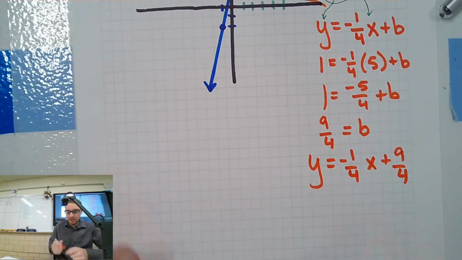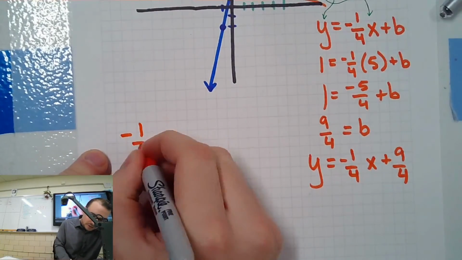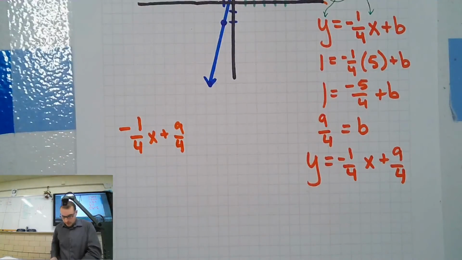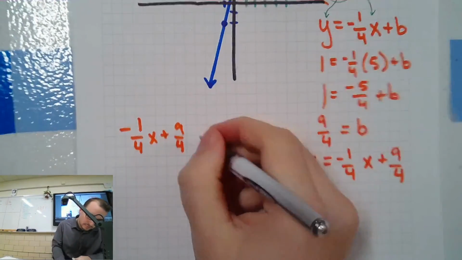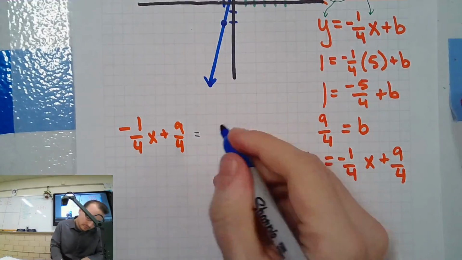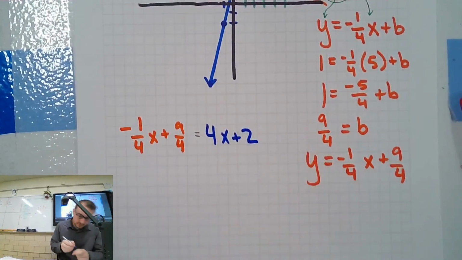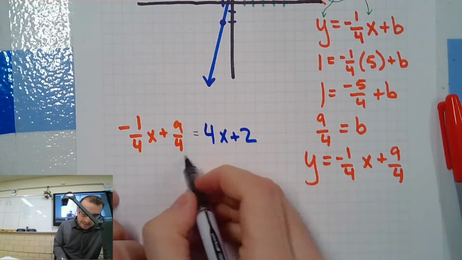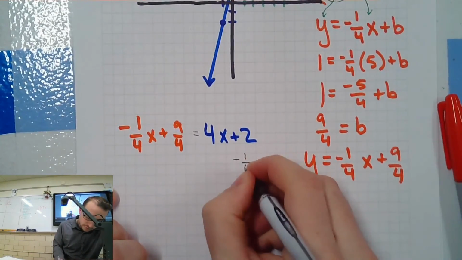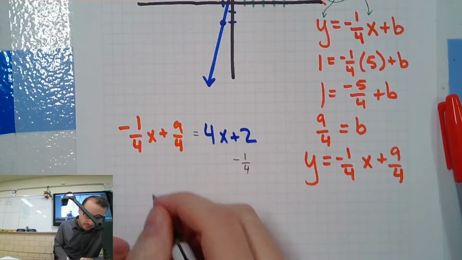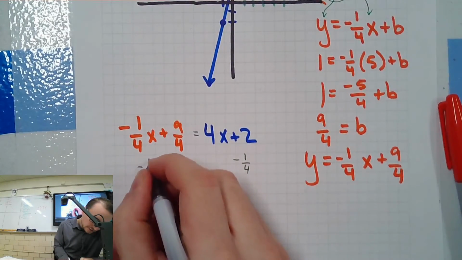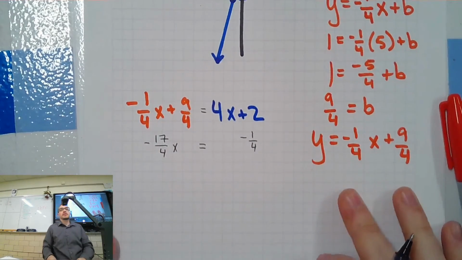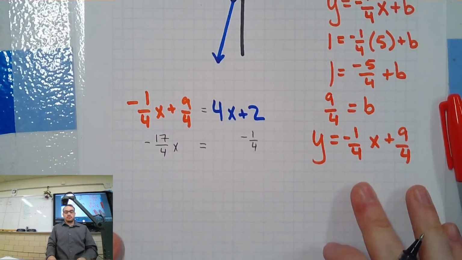We need to find out where those two lines intersect. So I'm going to set them equal to each other. Get my x's together, get my numbers together. When I subtract 9 quarters, that's going to get me -1/4 over here, just trust me. And I move over the -4, and I'm going to get -17 quarters x. Trust me on the math, okay? That's not what we're focusing on right now.